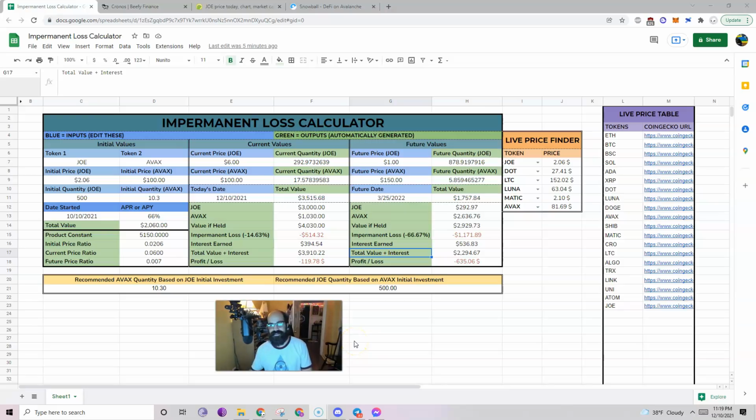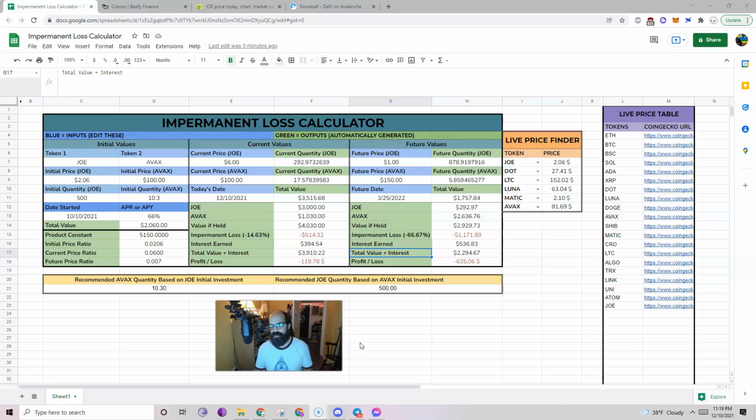Hello, I'm Steven, the calculator guy, and I finally built an impermanent loss calculator. People have been asking me, and I've been asking myself, to build this for a long time, but I was a little bit scared about the math and whether it would be too difficult and could I understand it? And then I looked at the math finally, and it really wasn't that bad.